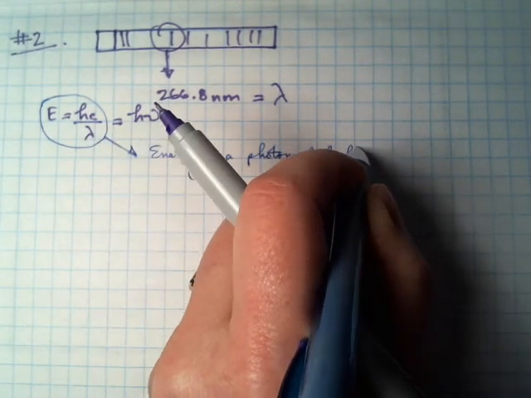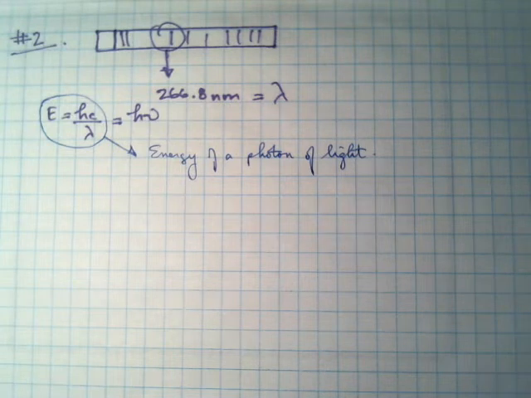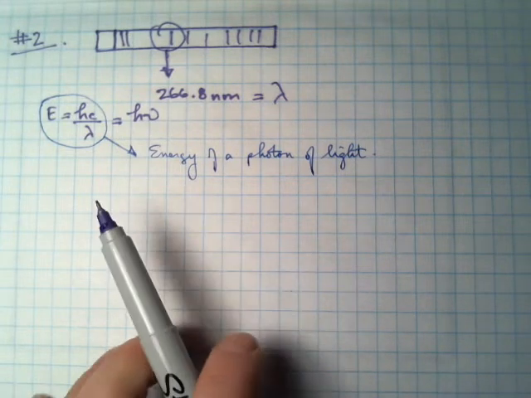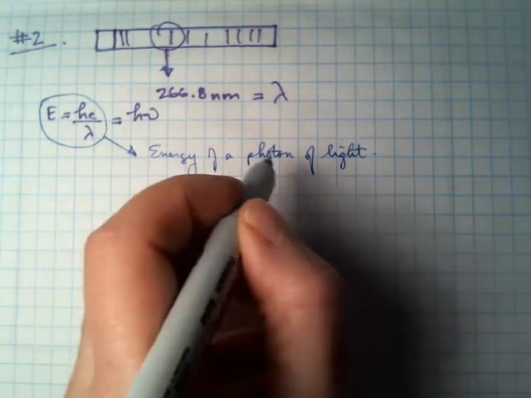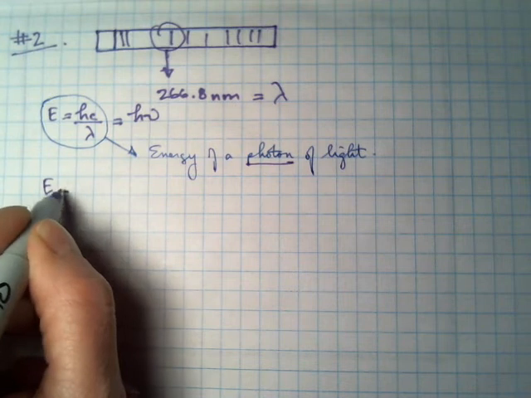And light, of course, we describe as electromagnetic radiation, right? The electric field, the magnetic field, orthogonal to each other, moving as a wave, but behaving as a particle, which we call a photon. And so let's find its energy.